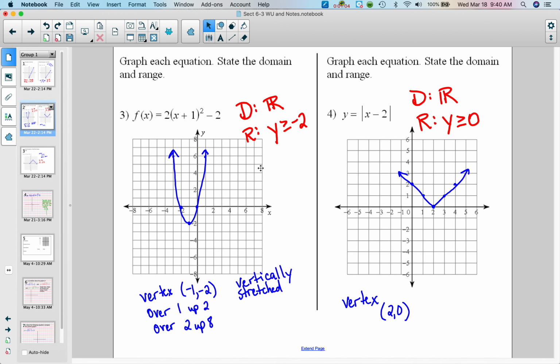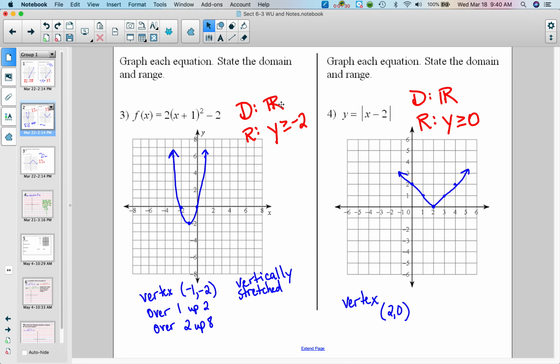On the next function, you should recognize this as a parabola. So you want to think about the vertex. Remember, we go to the left 1 and down 2, so the vertex would be -1, -2. It is vertically stretched by 2 because of this 2 out front. So that means from the vertex, you're going to go over 1 up 2. You would have gone up 1, but we're doubling that. Over 2, you would have gone up 4. You double that, you go up 8 in both directions.